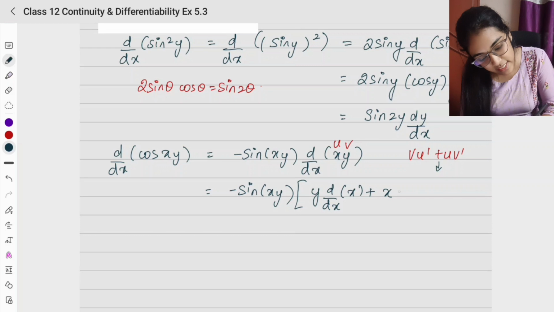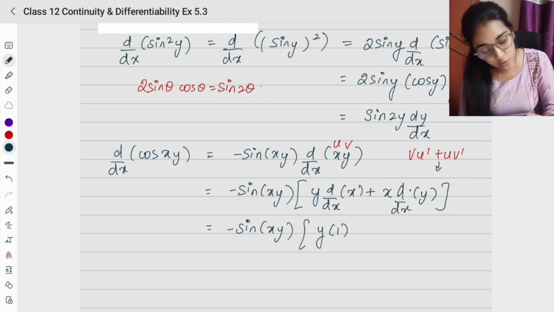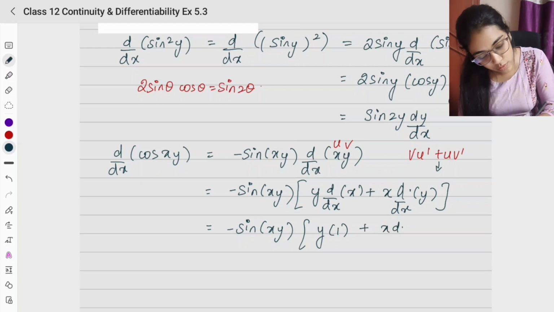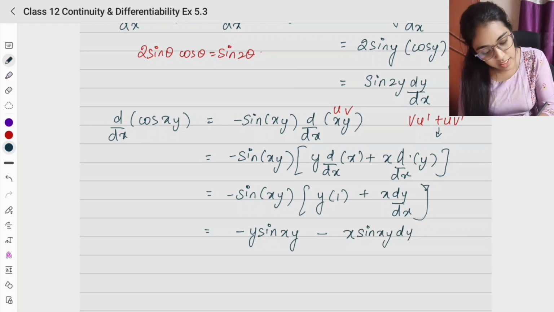So, it is going to be x times d by dx of y. So, my next step is minus sine of xy times y times 1, since d by dx of x is simply 1, plus x into dy divided by dx. So, can we open this bracket? When I open the bracket, I am going to have minus y into sine xy minus x into sine xy times dy divided by dx.